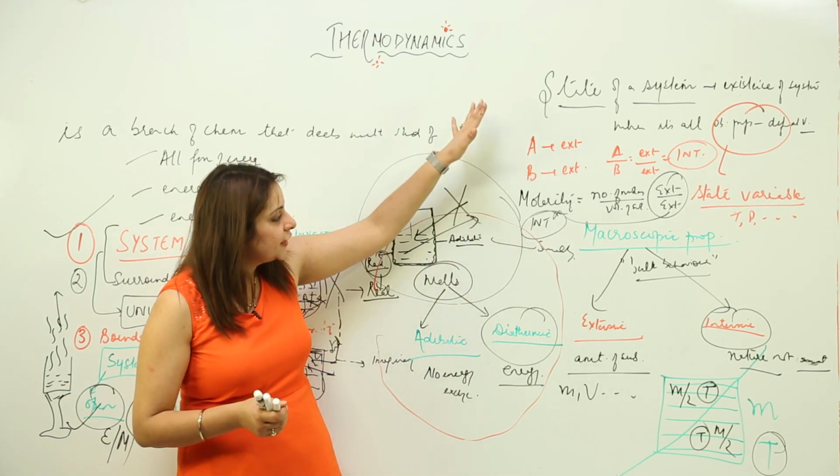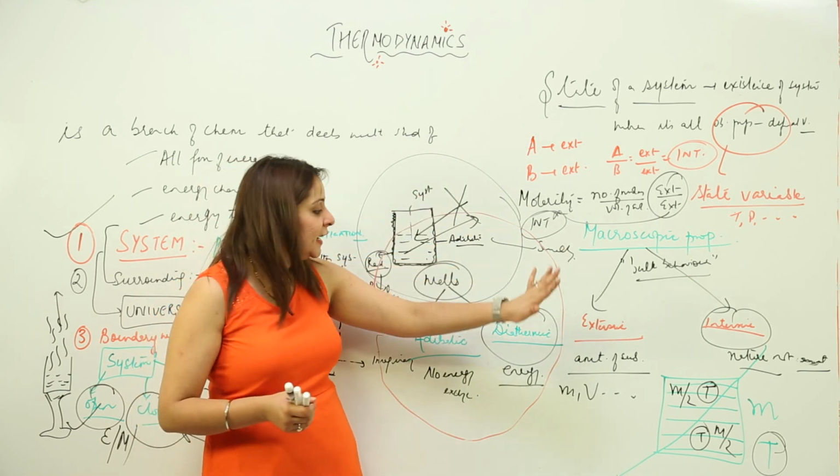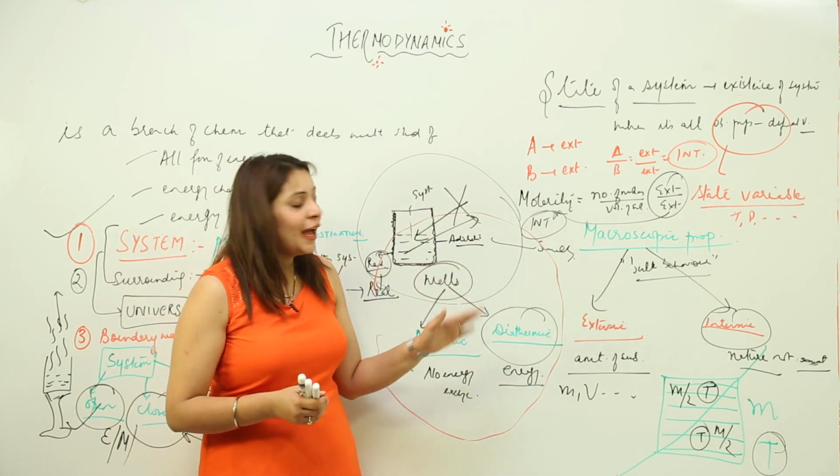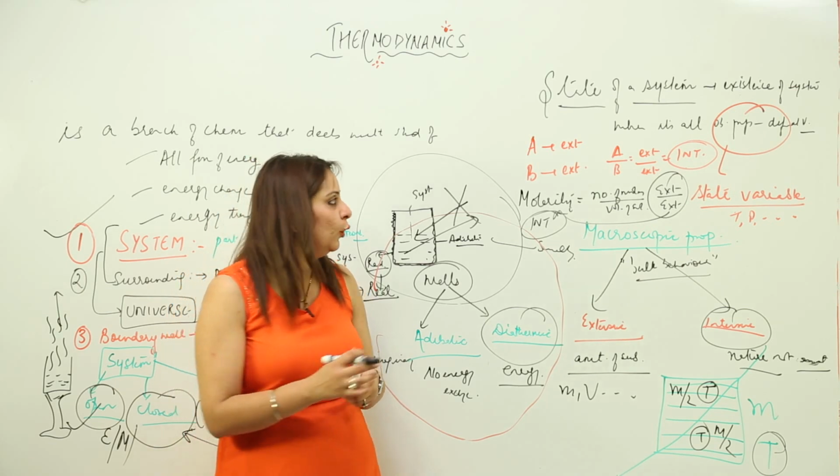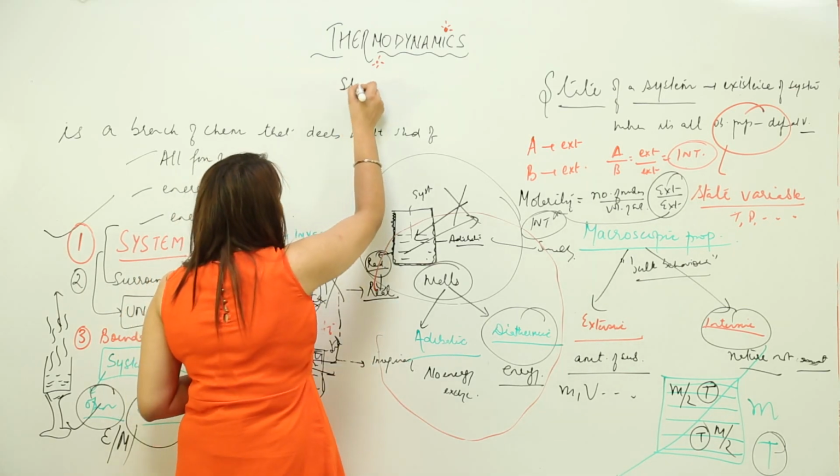So this is what we have: state of a system, macroscopic properties, extensive and intensive. So we are left with a few more definitions. One is state function.